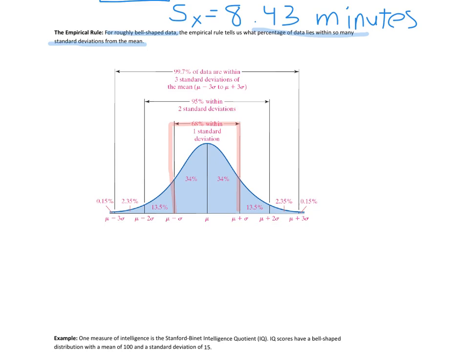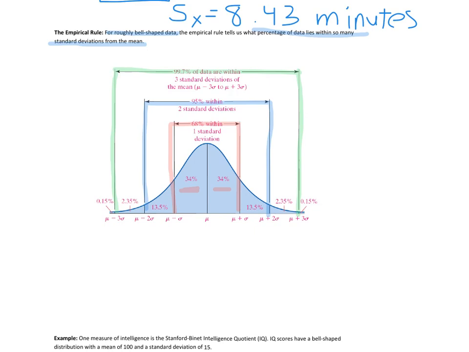And remember, bell shape is symmetric. So that's why we can divide 68 in half. So actually 34% is on each side. If we go out 2 standard deviations, so if we subtract 2 and we add 2, 95% of the data is within 2 standard deviations. And then finally, the empirical rule tells us about 3 standard deviations. 99.7% is within 3 standard deviations from the mean.